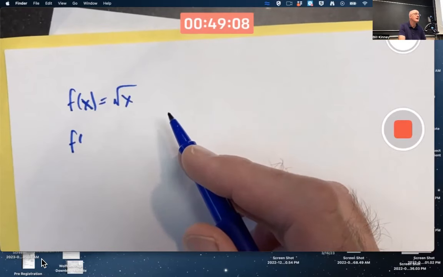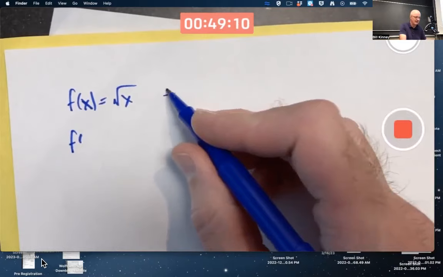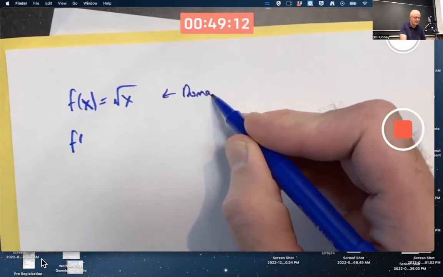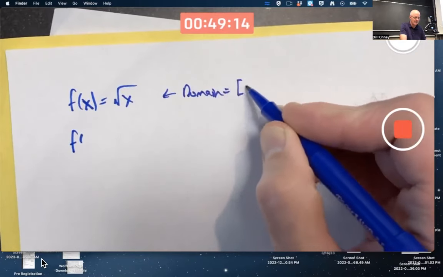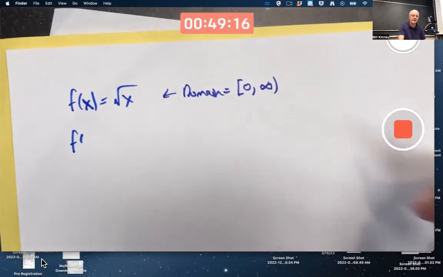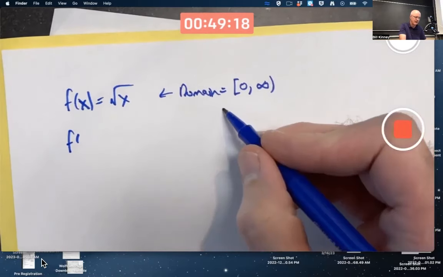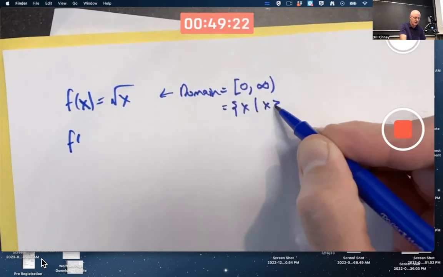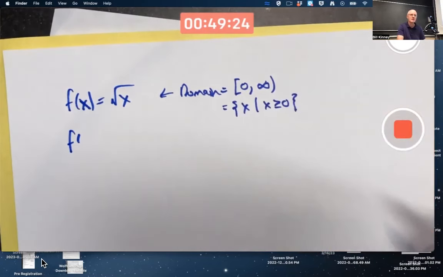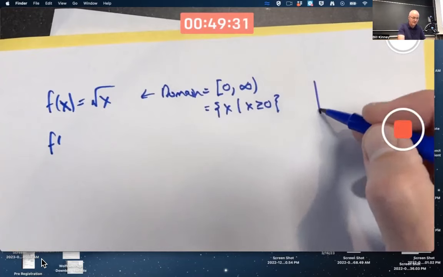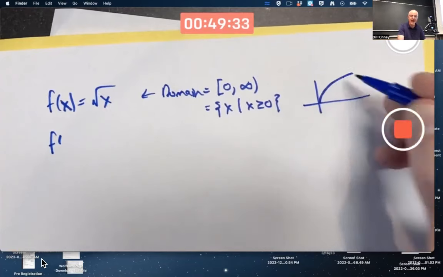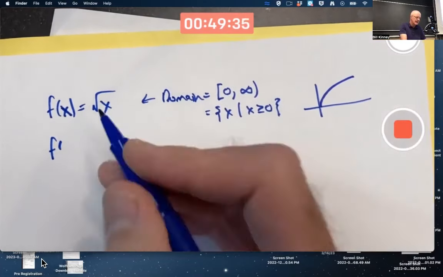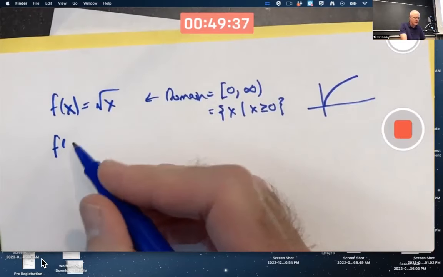But for us, the domain is the interval from 0 to infinity, like that. In set builder notation, it would be the set of all x such that x is greater than or equal to 0, which is equivalent to saying 0 is less than or equal to x. Anyway, the graph of the square root function looks about like this. It's really half of a sideways parabola. And we're interested in knowing the derivative somewhere, let's say at 4.